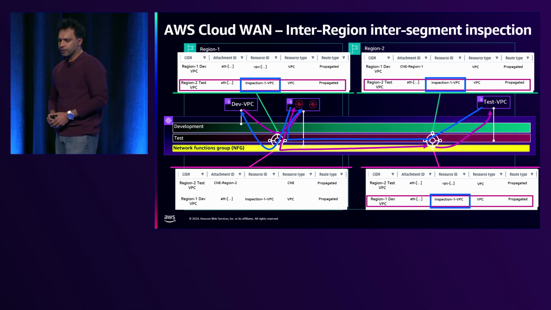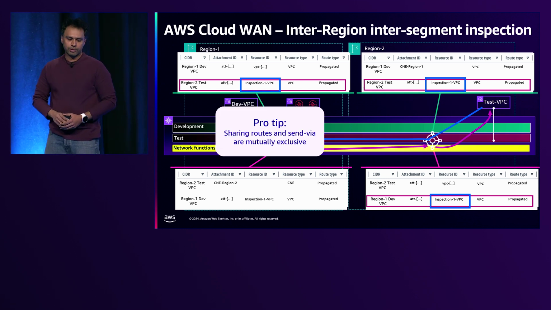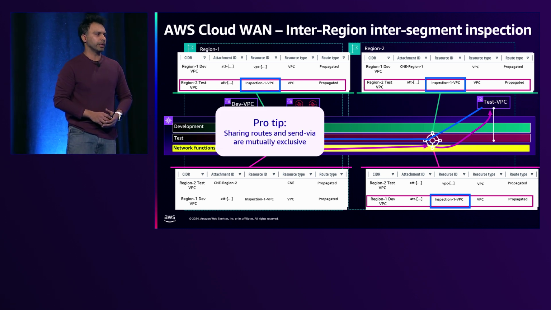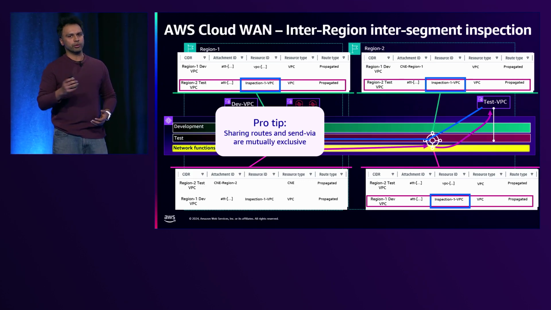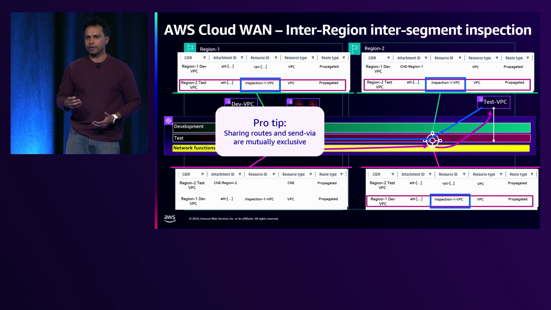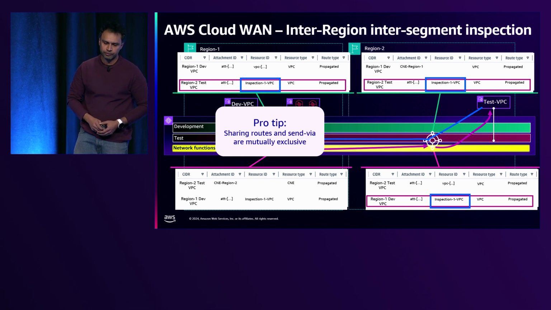Now, what are the pro tips? Firstly, sharing routes and send via actions are mutually exclusive. You would share routes when you want direct connectivity. You would use send via when you would want to insert an inline appliance.